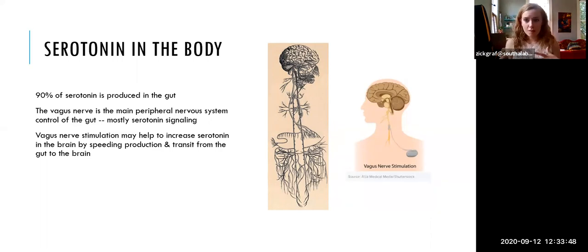So I'm not really going to talk about this in treatment, but just an interesting novel, still being tested treatment for depression is vagus nerve stimulation, which is an implanted pacemaker under your collarbone that stimulates the vagus nerve and is thought to help bring more 5-hydroxytryptophan and serotonin into the brain from the gut.